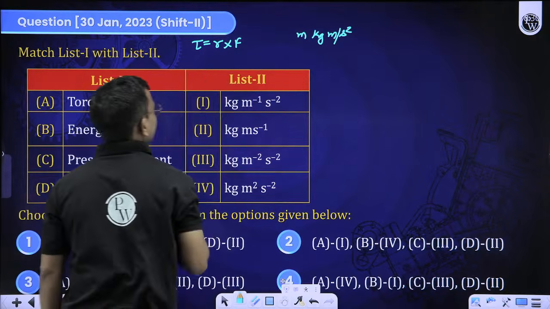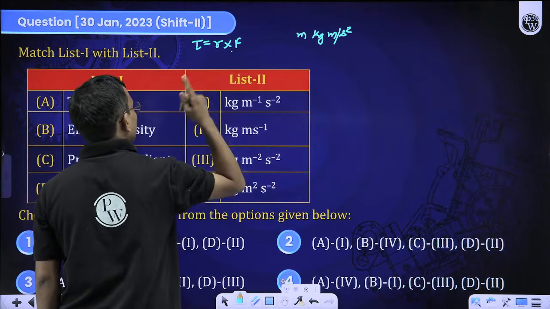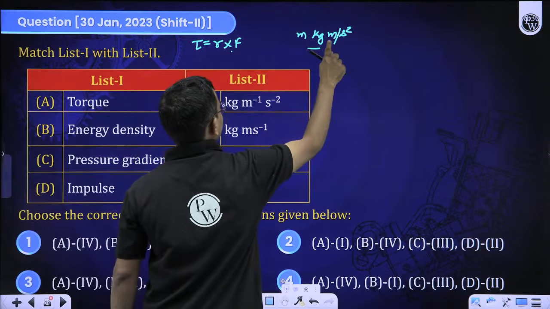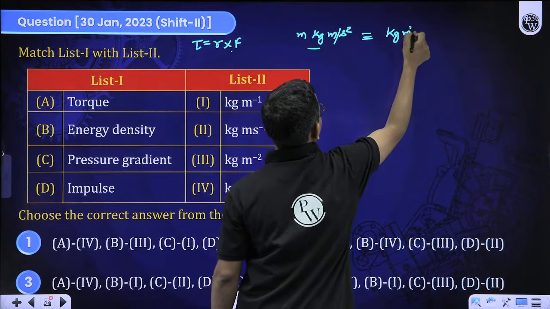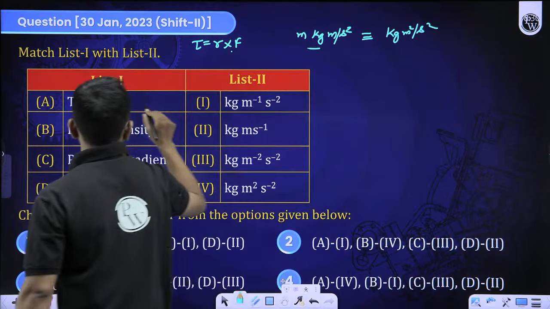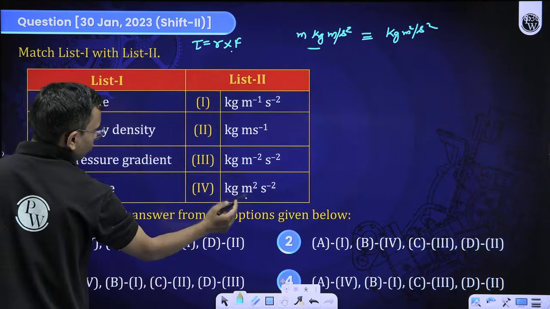How did I write it like this? F is my force. Force is mass into acceleration. So this is mass, this is acceleration. So what is the unit finally? Kg meter square per second square. So for torque, I am getting kg meter square per second square.